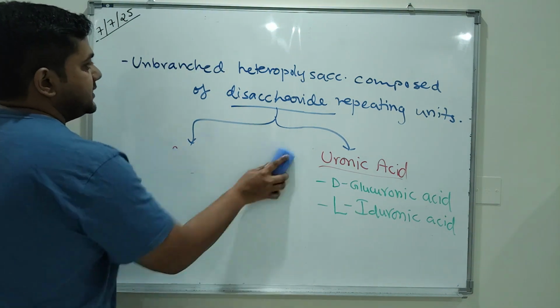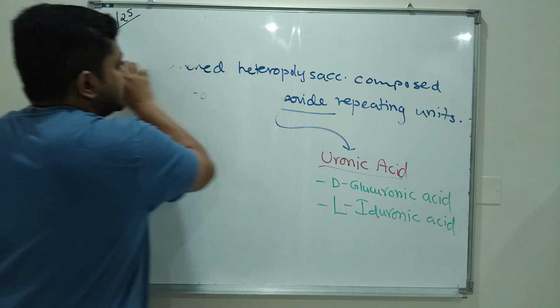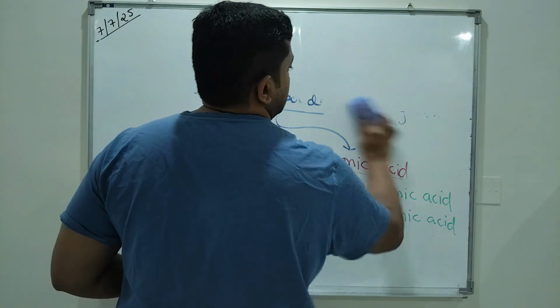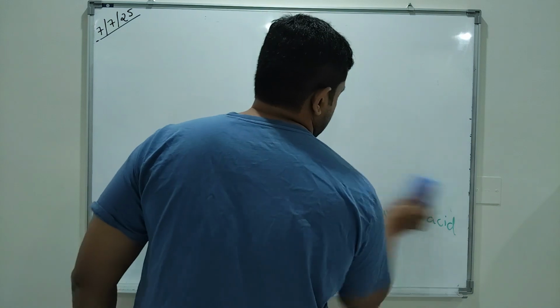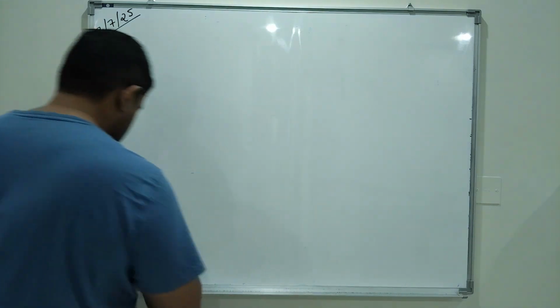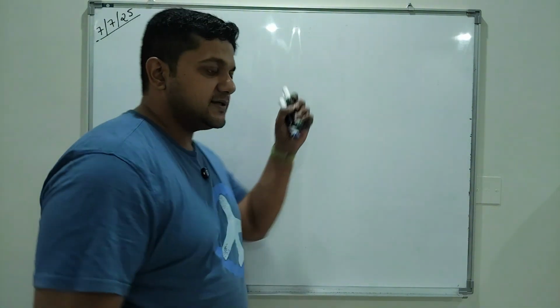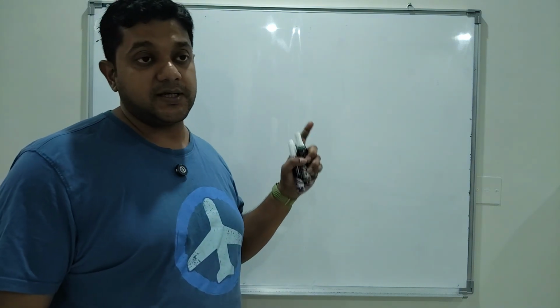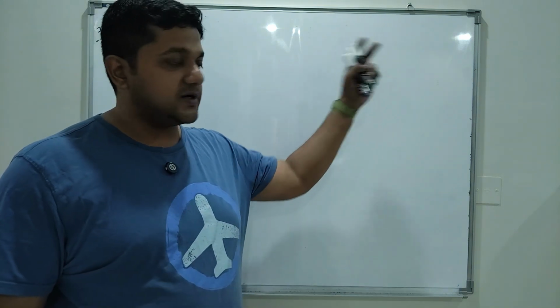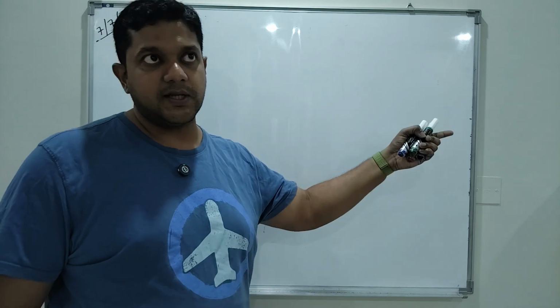For that I will be needing the whole board. Now here we will discuss the 6 main heteropolysaccharides or the mucopolysaccharides, the areas they are found, and the functions of these molecules in those areas.